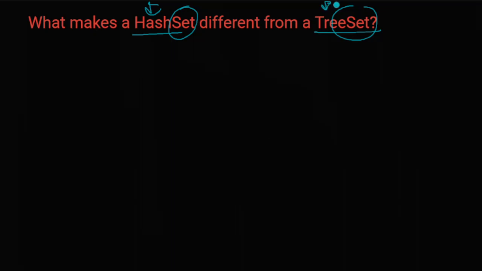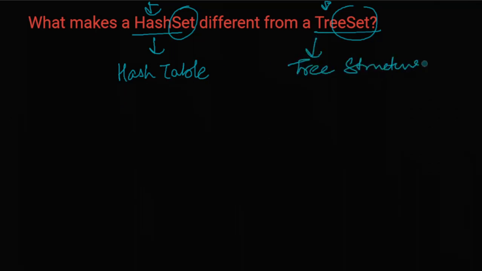The implementation is quite different. As the name suggests, HashSet uses the implementation of a hash table. And as the name TreeSet suggests, it uses a tree structure implementation.